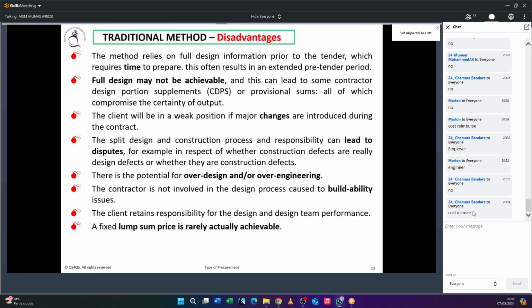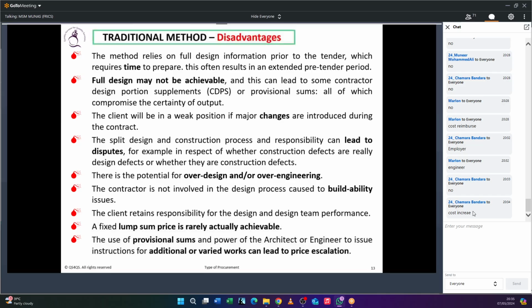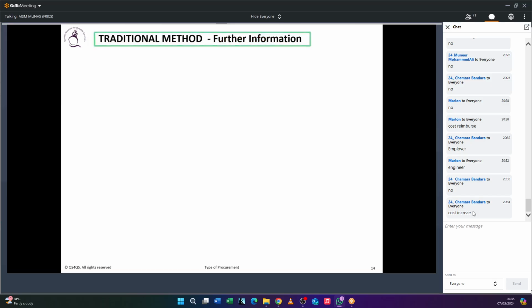Therefore, even though we have a lump sum contract, a defined price for the design scope for any kind of project is very rarely achievable. Maybe minor variations are always happening, so it can change the project cost. Again, when the provisional sums are defined in the later part of the project, then again the project cost will be changed. So the traditional method is very clear.